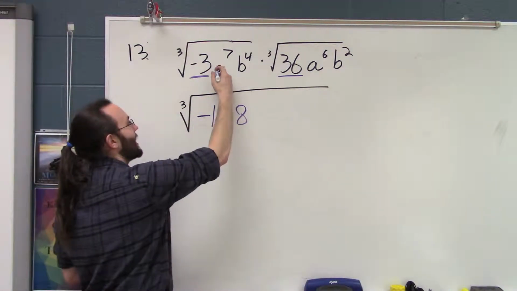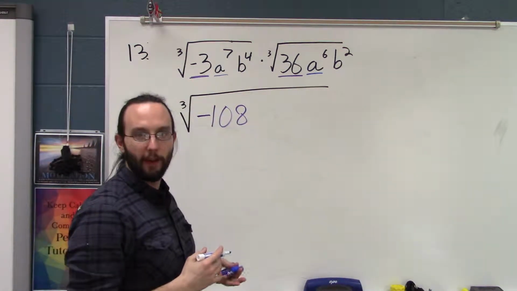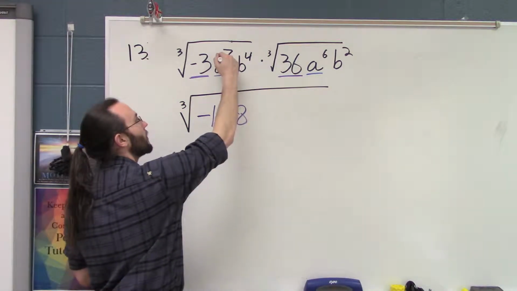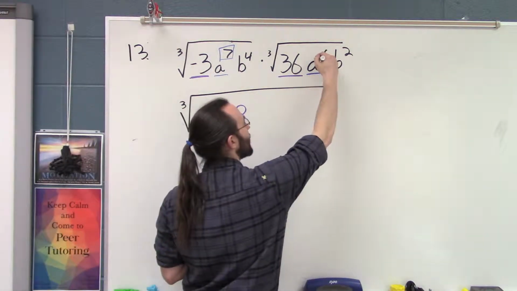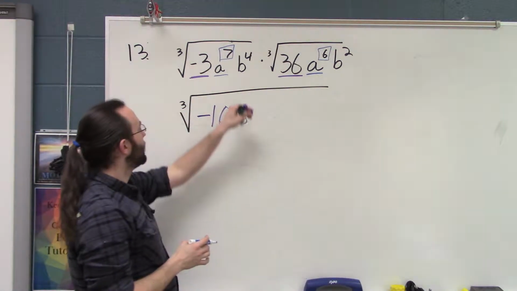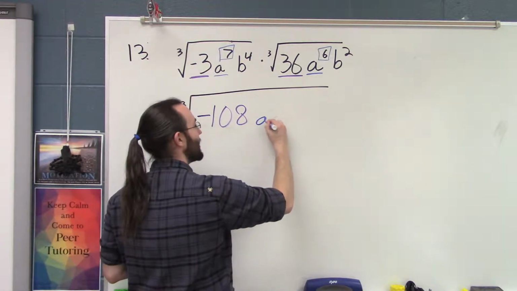Moving on, we have a to the 7th times a to the 6th. And this is where a lot of people have had questions. Keep in mind, when multiplying powers with the same base, we want to add those exponents. So we have a 7 and a 6. We want to add those two numbers together. So a to the 7th times a to the 6th is going to be a to the 13th.